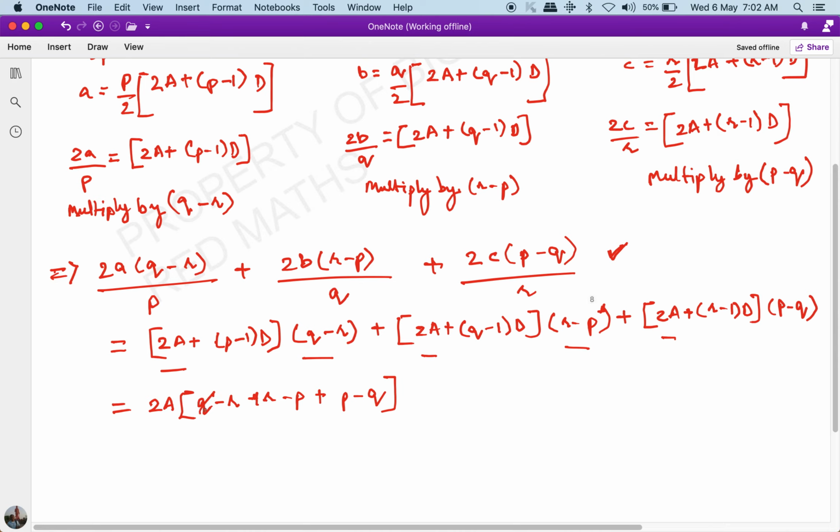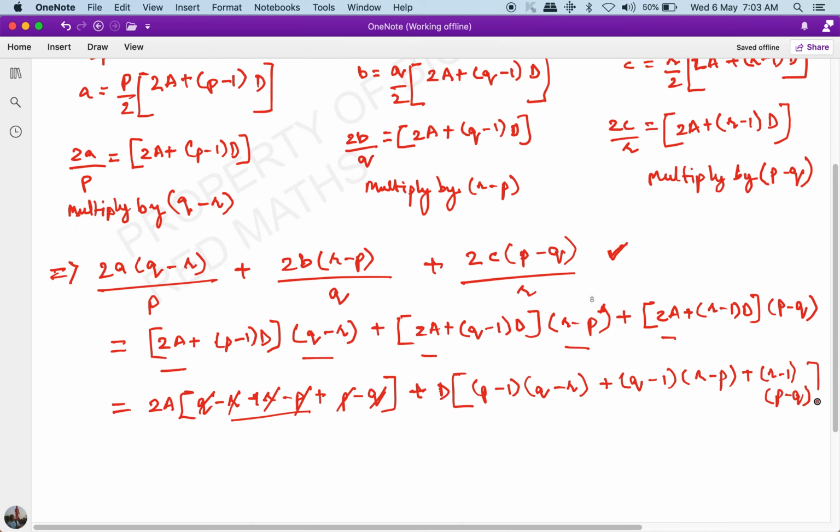What is happening here is Q and minus Q, P and minus P, and R and minus R. So this whole thing became 0, and from here I can take the D common. The moment I take the D common, this becomes P minus 1 into Q minus R plus Q minus 1 into R minus P plus R minus 1 into P minus Q. So this is already 0, so I am ignoring that.